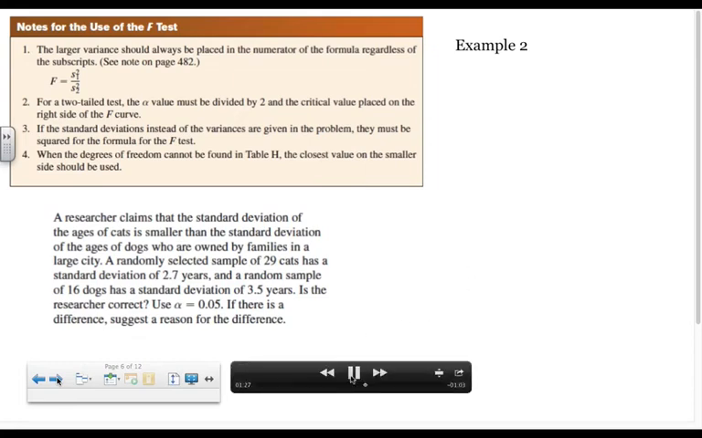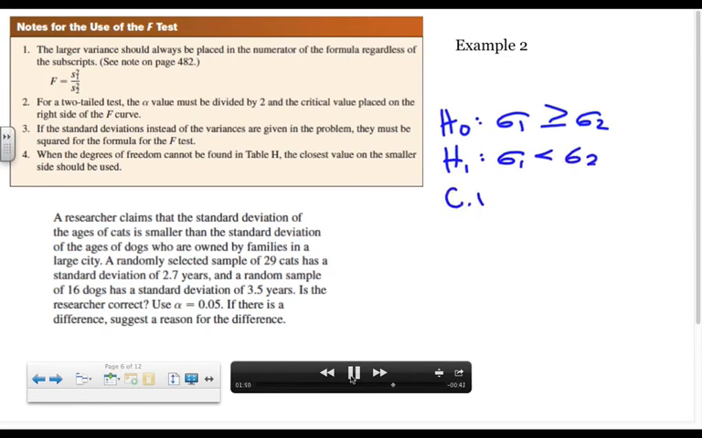So let's look at this example. First of all, we need to set up our hypotheses. Always the first step. H naught is that the standard deviation of the first sample is greater than or equal to the standard deviation of the second one. H1 is that the standard deviation of the first one is less than the standard deviation of the second sample. Okay. Because we think the cats are going to be smaller.